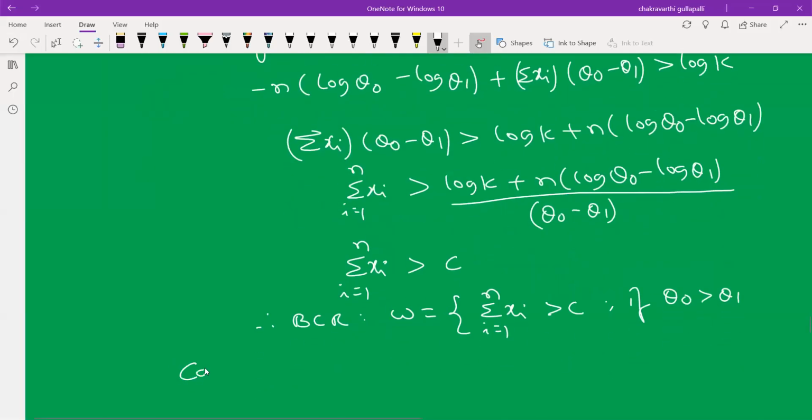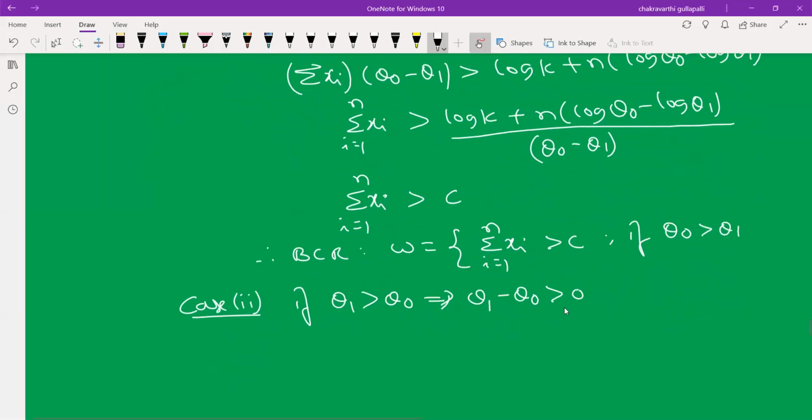So case 2. What is case 2? If theta 1 is greater than theta naught, this implies theta 1 minus theta naught is greater than 0. Similarly, apply the NP lemma. The BCR is W equal to summation xi, i equals 1 to n, less than c.